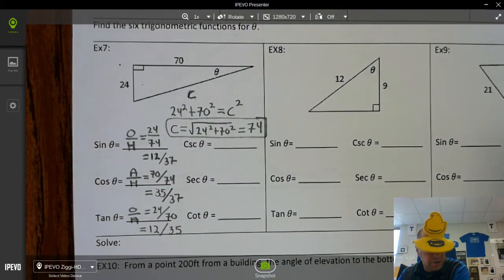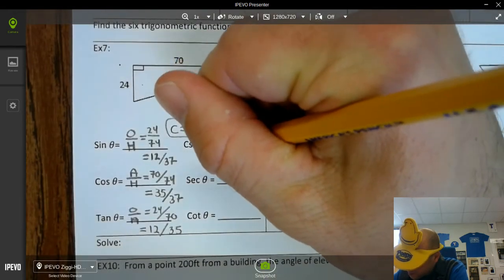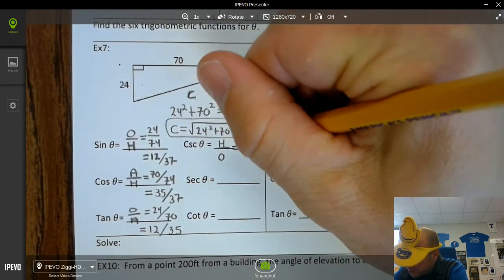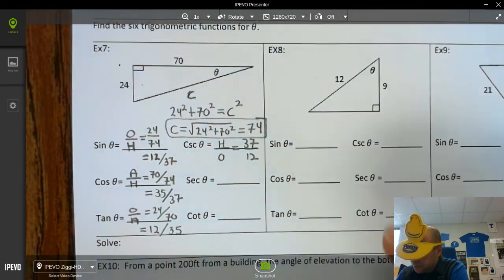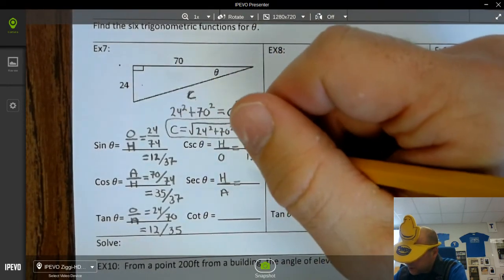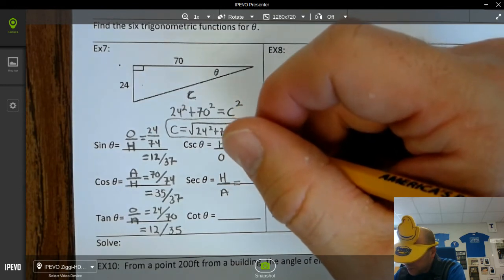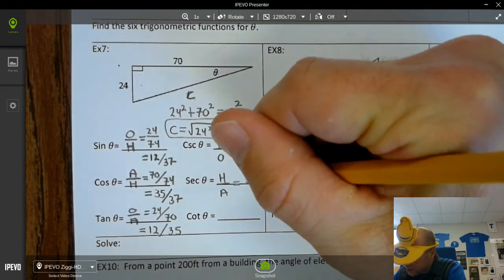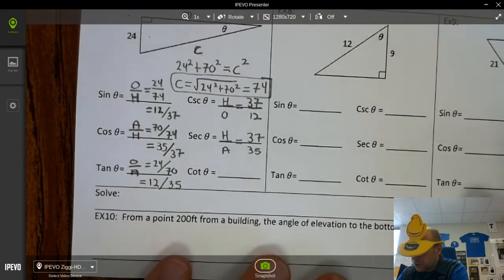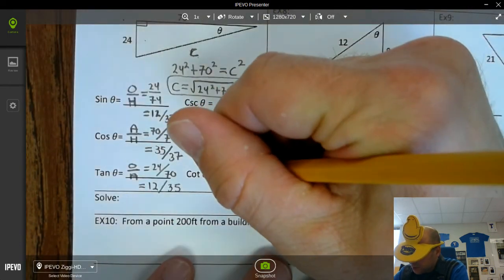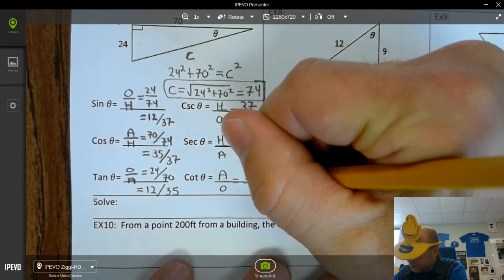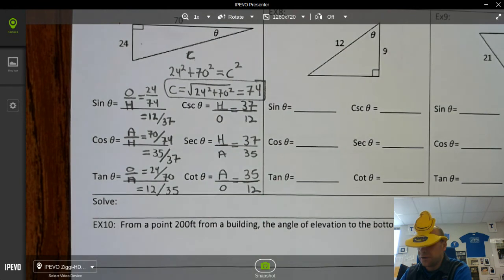All right, so for cosecant theta, it's very simple. It's hypotenuse divided by opposite, which we know would be 37 divided by 12. And secant is hypotenuse divided by adjacent, which is 37 divided by 35. And then cotangent of theta is adjacent divided by opposite, which is 35 divided by 12. All right, so go ahead and finish up example 7.